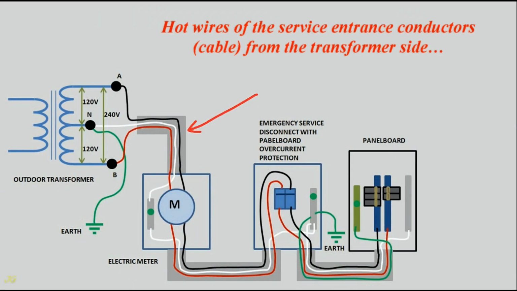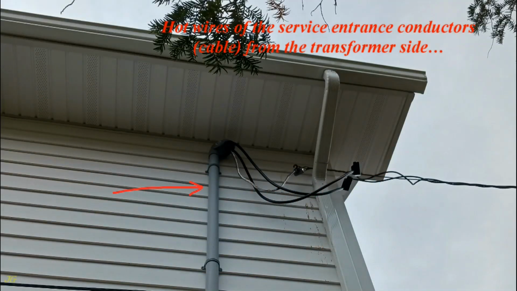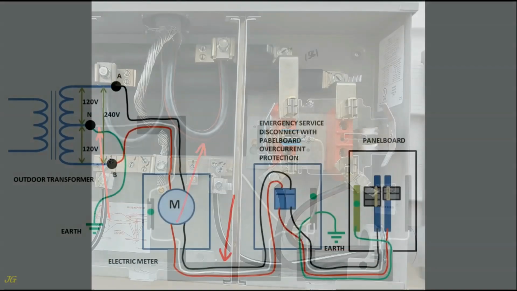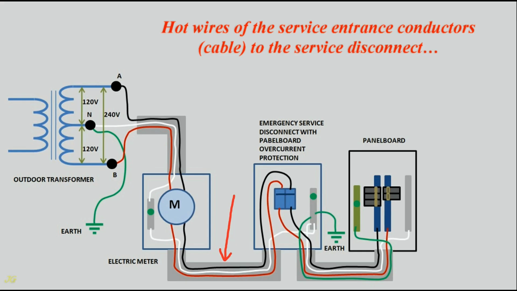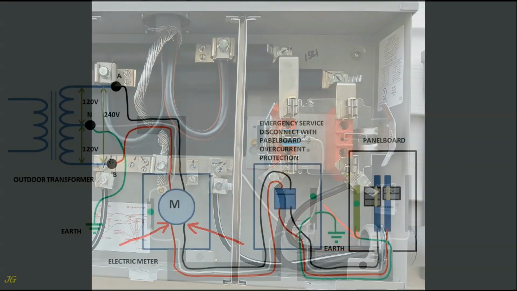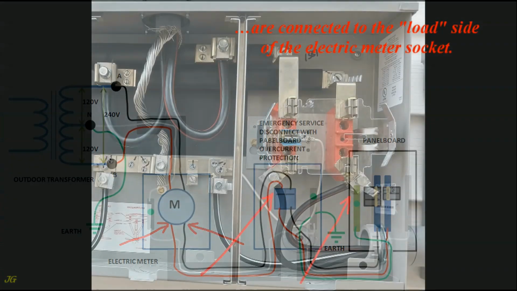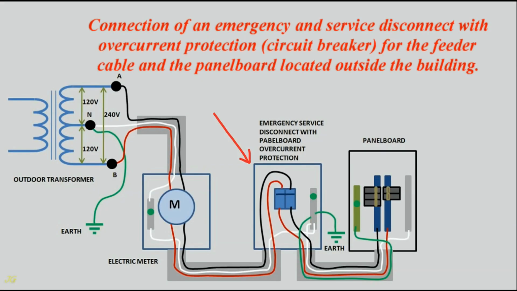Hot wires of the service entrance conductors, cable, from the transformer side, are connected to the line side of the electric meter socket. Hot wires of the service entrance conductors, cable, to the service disconnect, are connected to the load side of the electric meter socket. Connection of an emergency and service disconnect with overcurrent protection, circuit breaker, for the feeder cable and the panel board located outside the building.